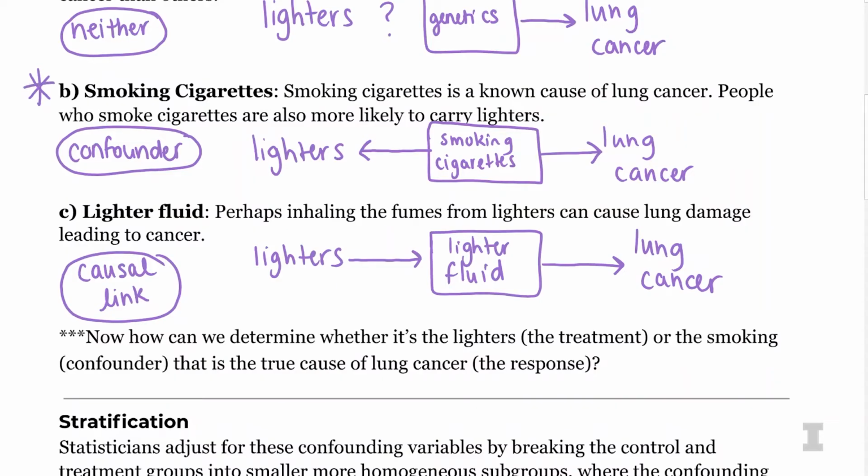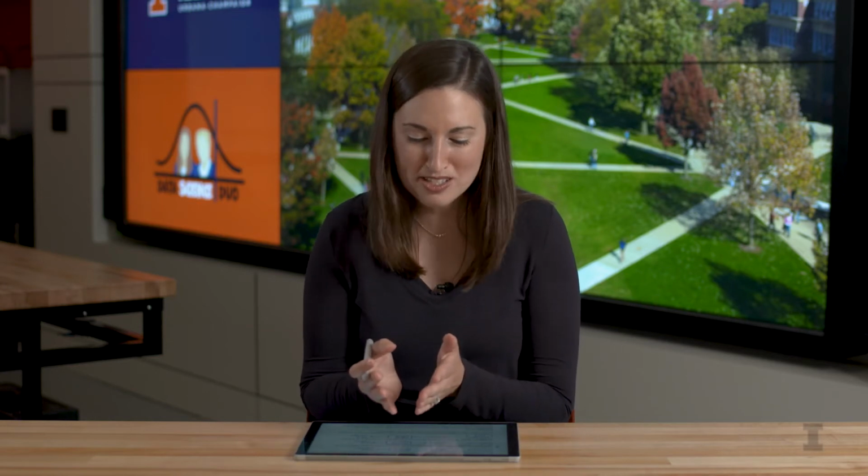It says, how can we determine whether it's the lighters or the smoking that's the true cause of lung cancer? So we know this is the case, but back when they didn't, how did they determine that it really was the cigarettes and not the lighters? So there's a method called stratification that helps us deal with confounders. It's one of the most common ones. There's another method called regression that we'll get into way later. But let's look at stratification for now.